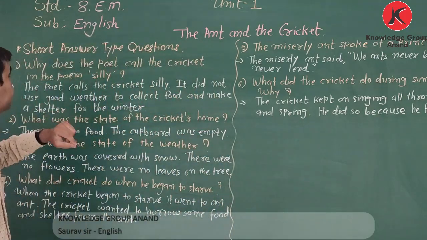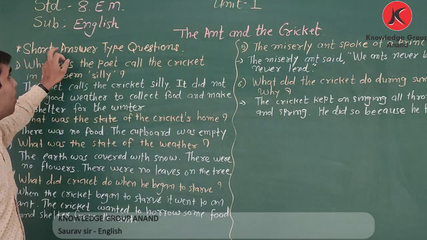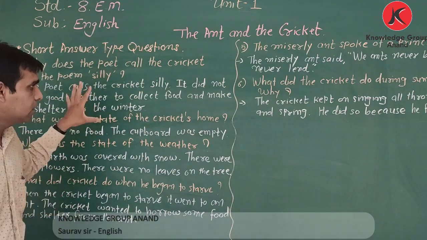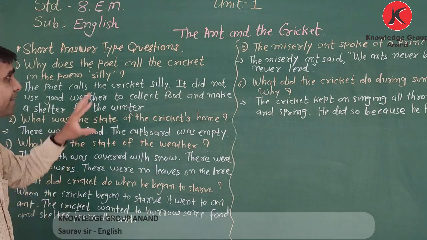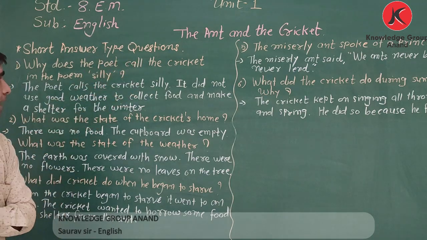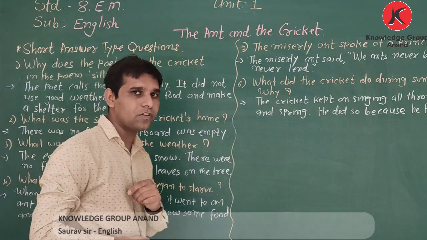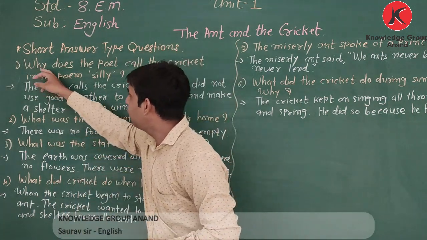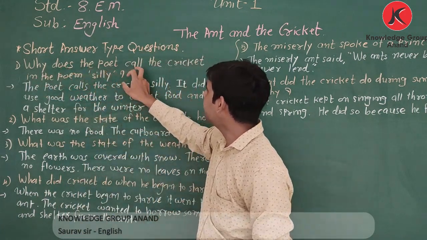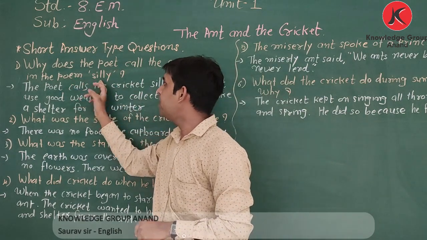The instruction was short answer type questions. It's a short question answer regarding this poem, The Ant and the Cricket. Let's see the first one. The first question is, why does the poet call the cricket silly?